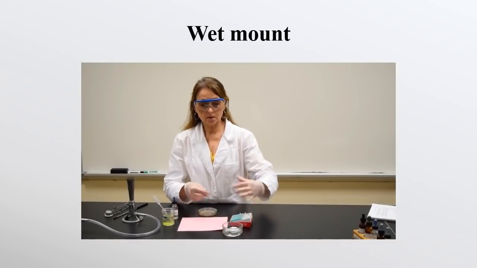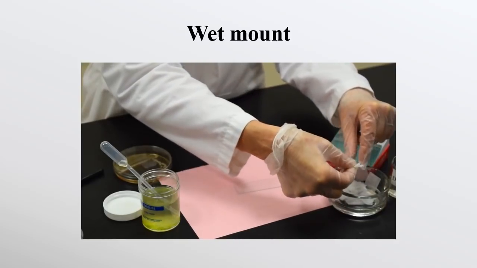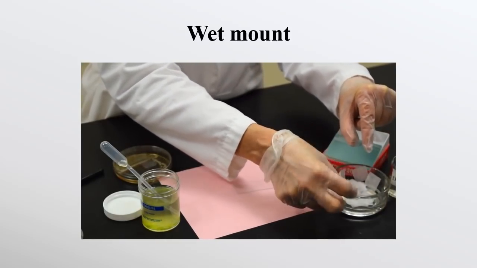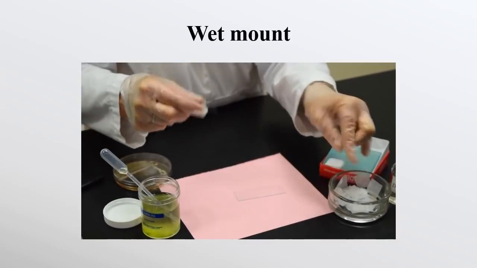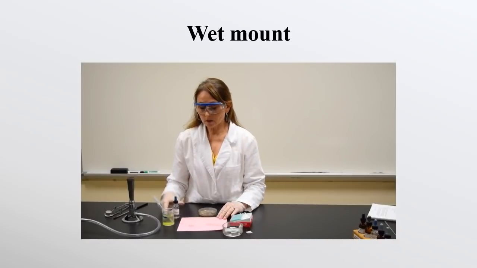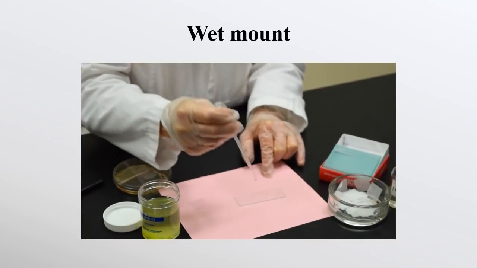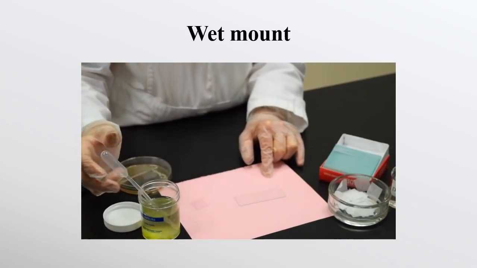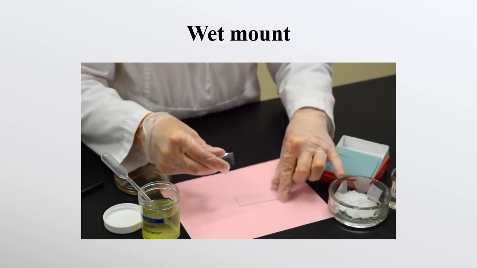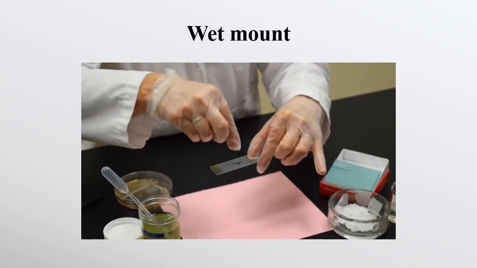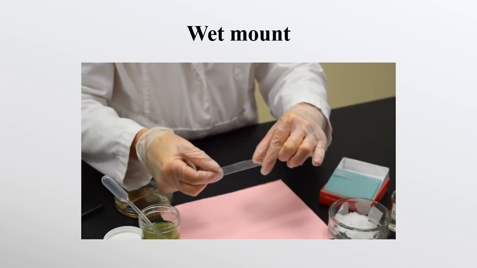Start by taking a slide from the box. You will need a cover slip. Cover slips are squares of either glass or plastic, and they are separated by pieces of tissue paper. When the starting material is a liquid, take a drop of the material and put it in the center of the slide. Take your cover slip, hold it at a 45-degree angle touching the slide, and gently drop it.